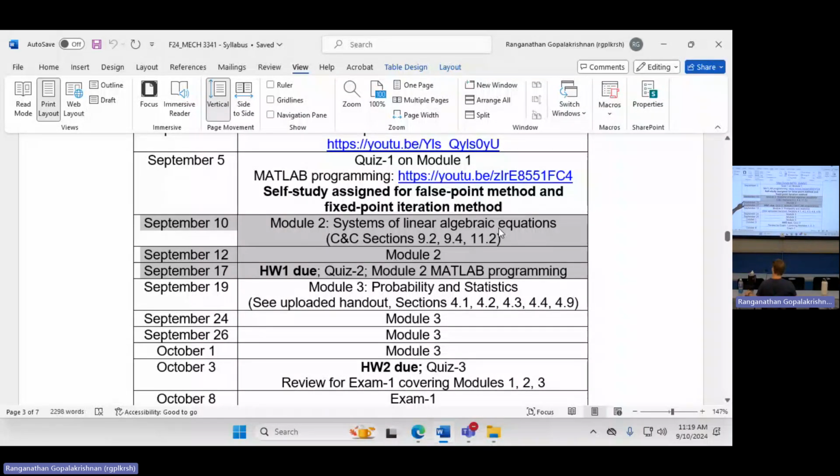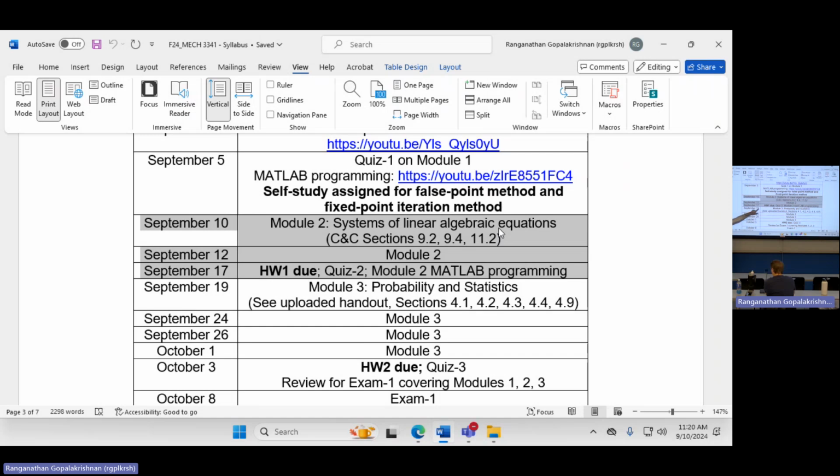So let's get started. Today is September 10th. We're going to start the second module, Solutions of Linear Algebraic Equations. I originally planned to do 3 lectures on this topic. I have reduced it to 2 because there are only 3 methods that we are going to cover.